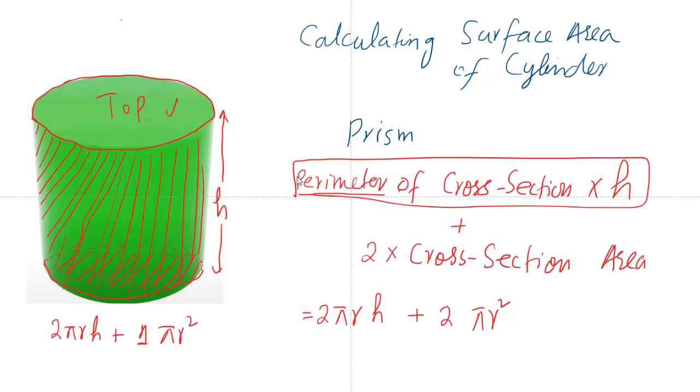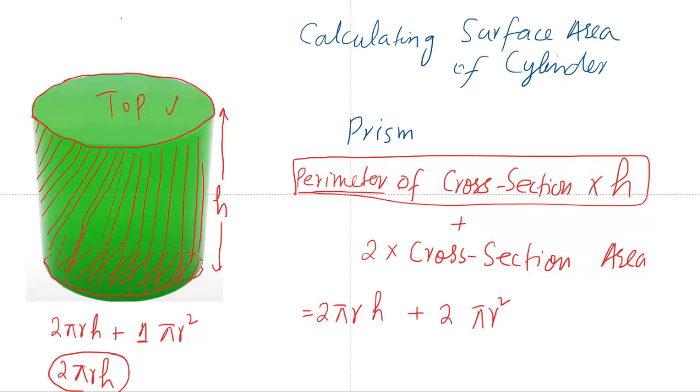So it will be 2 pi r h plus 1 pi r square. And student, what if it is closed from the top and the bottom? So the total surface area will be, in that case, only 2 pi r h. That is only the curved surface area. So I hope you understand this. So this is the prism approach.